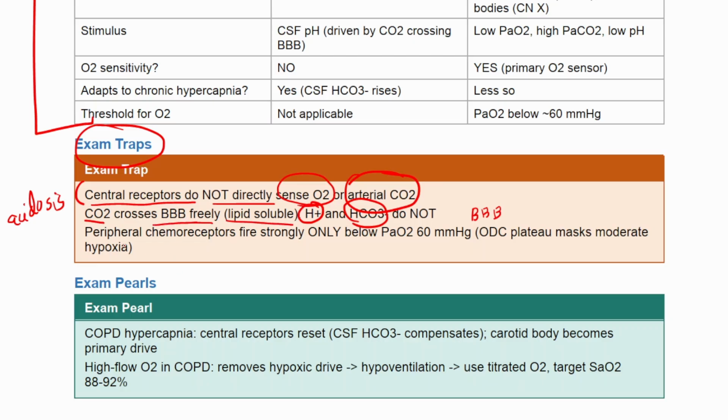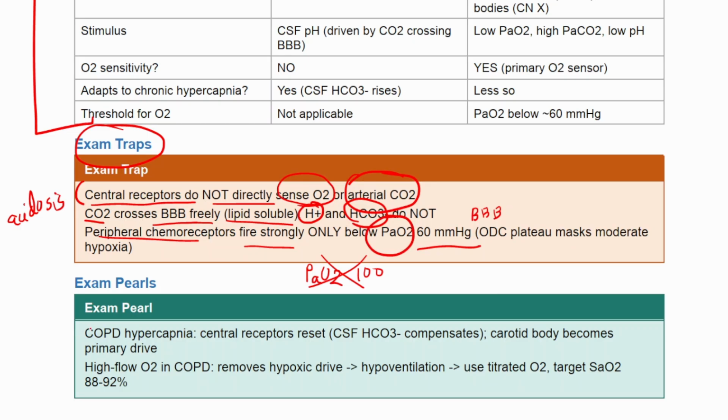The third one is the mild hypoxia trap. Do not assume that peripheral chemoreceptors fire strongly the moment the partial pressure of oxygen drops slightly below 100. This is not correct. Because of the plateau phase of the oxygen-hemoglobin dissociation curve, hemoglobin saturation remains high even with a moderate drop in oxygen pressure. Consequently, peripheral chemoreceptors only activate strongly when the partial pressure of oxygen falls below 60 mm of mercury.